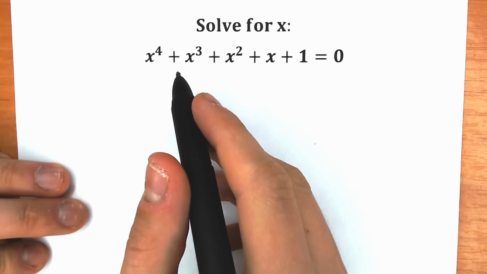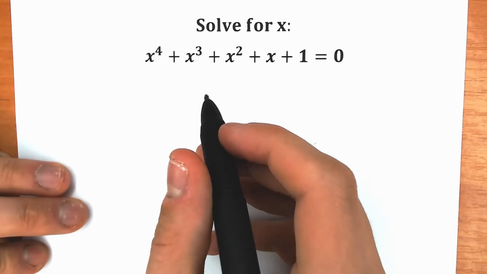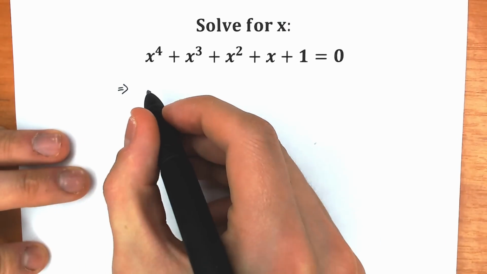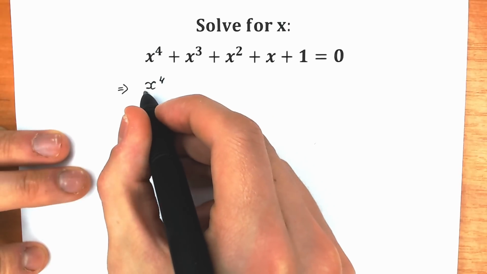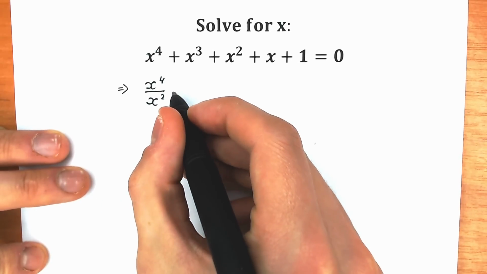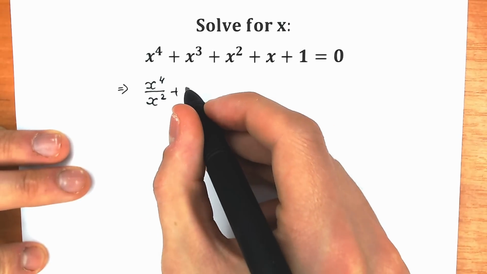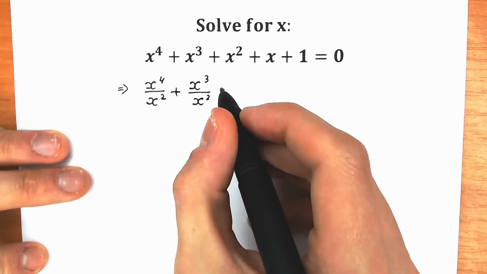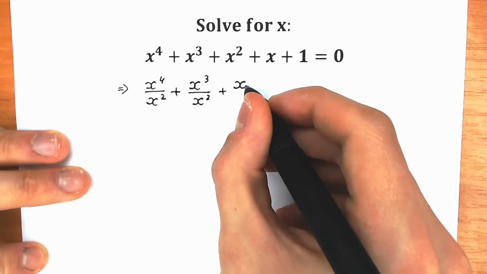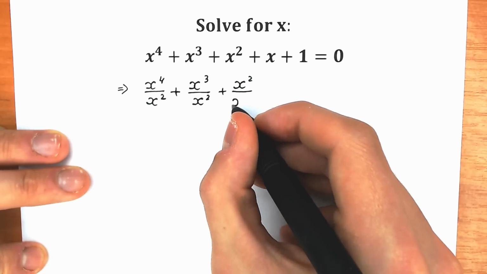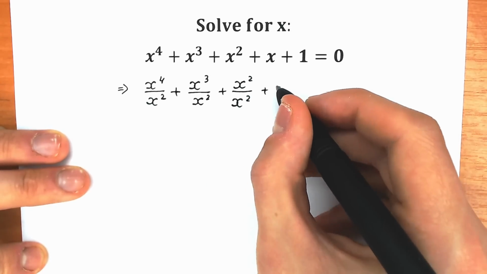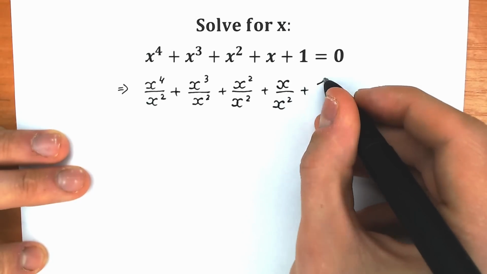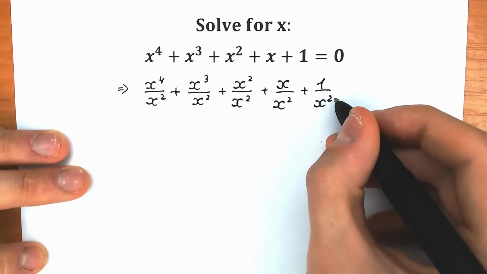So first of all, let's divide both sides by x squared. Let's see what will happen. Let's do this right now. So we have x to the fourth, we're going to divide it by x squared. Next we have plus x cubed, we divide by x squared. The next we have plus x squared divided by x squared. So we change nothing, we just divide both sides by x squared, plus x divided by x squared, and plus 1 divided by x squared. Divided by x squared equal to 0.